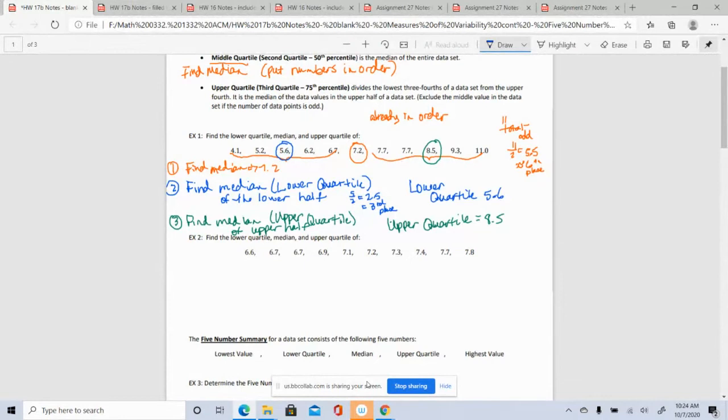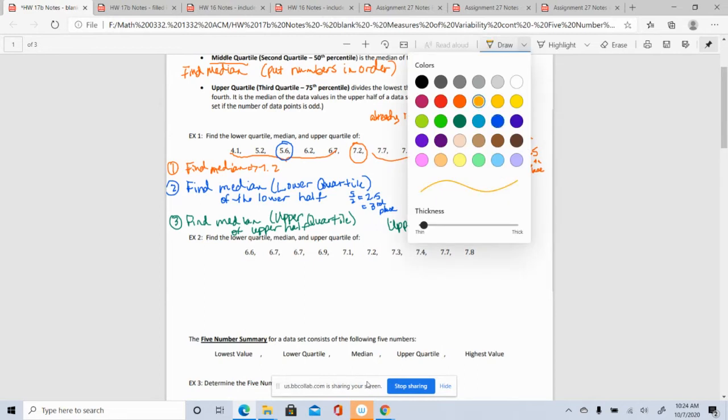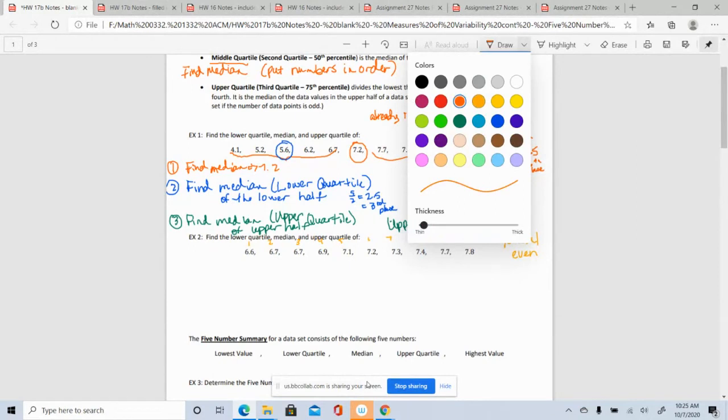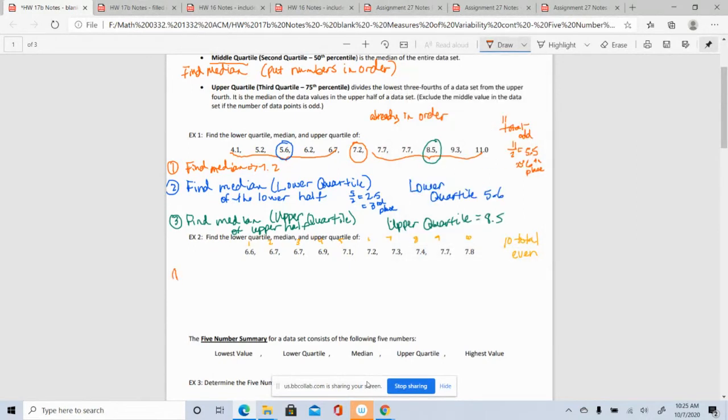Okay, so we're going to number our numbers. You can do that by writing on top of them, like how many numbers do I have? But I think that kind of makes a mess. This time I only have 10 total. Is that even or odd? Even. Good. And we have a problem when we have an even number and we have to find the median, because remember, that's the first thing we're going to do. What problem do we have that we have to deal with?